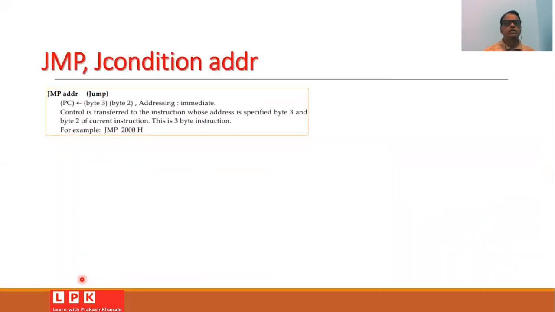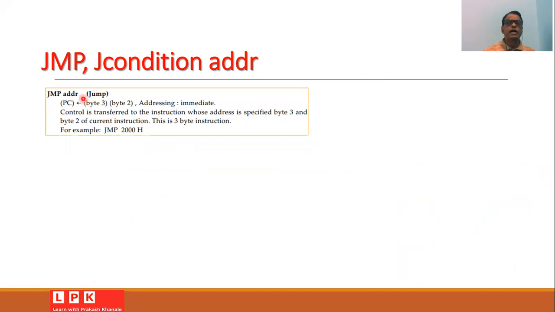So let us start with the first instruction, which is the jump instruction. It is written as JMP followed by address. In this instruction, the control is transferred to the instruction whose address is specified in byte 2 and byte 3 of the instruction itself.